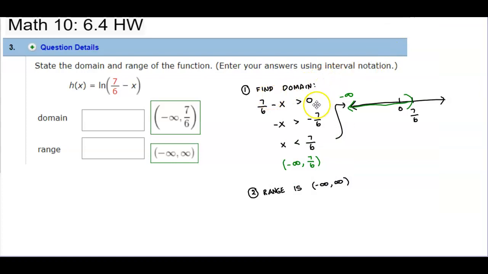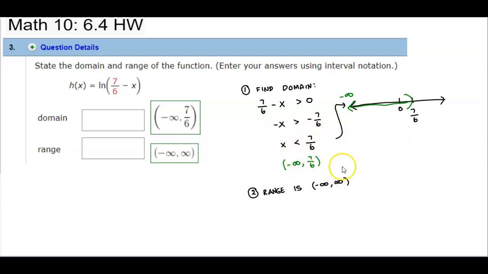So to find a domain, we would take this expression, 7 over 6 minus x, and set it to be greater than 0. Subtract 7/6 from both sides. Then divide both sides by negative, which means we flip the inequality. So we have x less than 7/6.